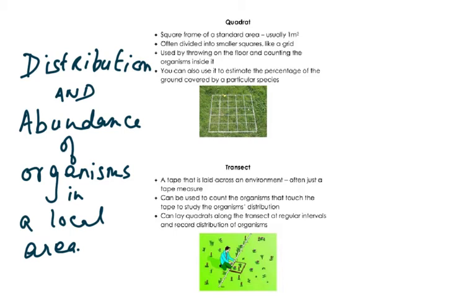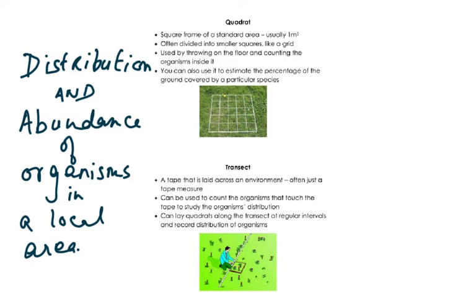You can also use it to estimate the percentage of the ground covered by a particular plant, like white daisies or yellow flowers or something like that. The second is a transect. And a transect is just a tape that is laid across an environment, often just a tape measure. It can be used to count the organisms that touch the tape to study the organisms' distribution.